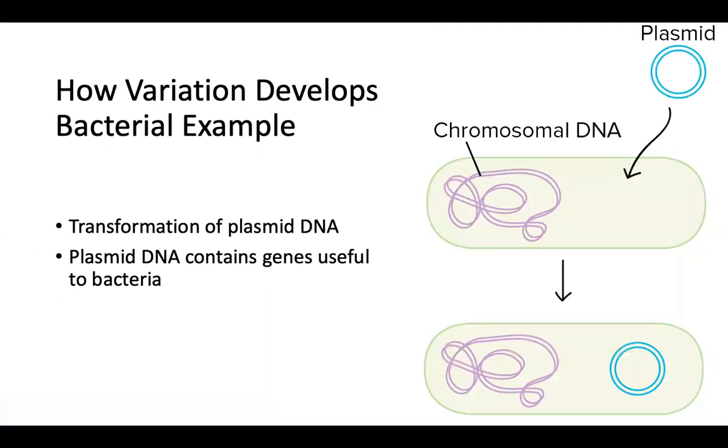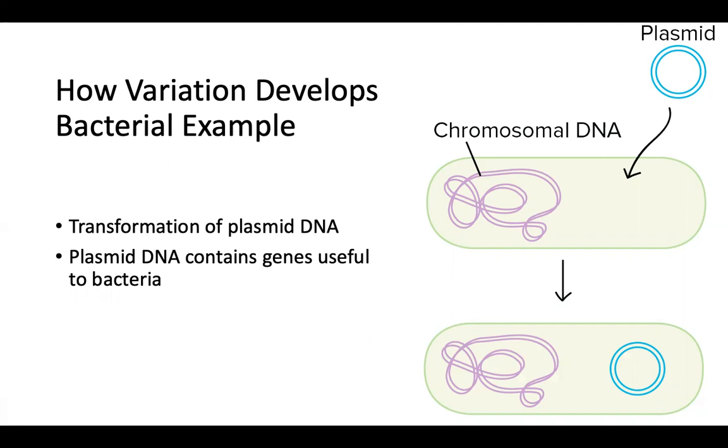Now, there are different ways that genetic variation can develop in pathogens, and one of the examples for bacterial pathogens is through transformation. Transformation refers to when a bacterial cell takes up foreign DNA and uses it alongside its chromosomal DNA. Small circular chromosomes called plasmids are the genetic material that is taken up into a bacterial cell. The plasmid also has to contain some sort of gene that is useful to the bacterial cell, or it will be discarded by the cell since it's of no use.